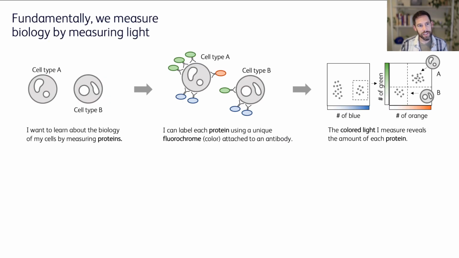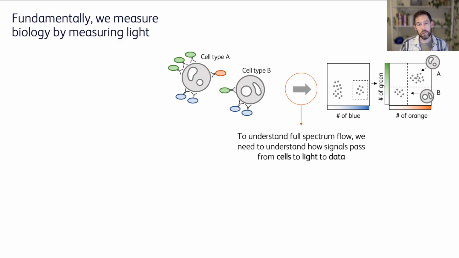Before we do that, let's understand what we mean when we talk about spectral cytometry. Fundamentally, what a flow cytometer does is measure biology by measuring light. We have proteins or other molecules that we want to learn about on our cells, but they're invisible. So we encode that molecular information with uniquely colored light through fluorochrome tagged antibodies. The amount of colored light we measure from each of our fluorochromes tells us something about the amount of each protein or biomolecule on our cells.